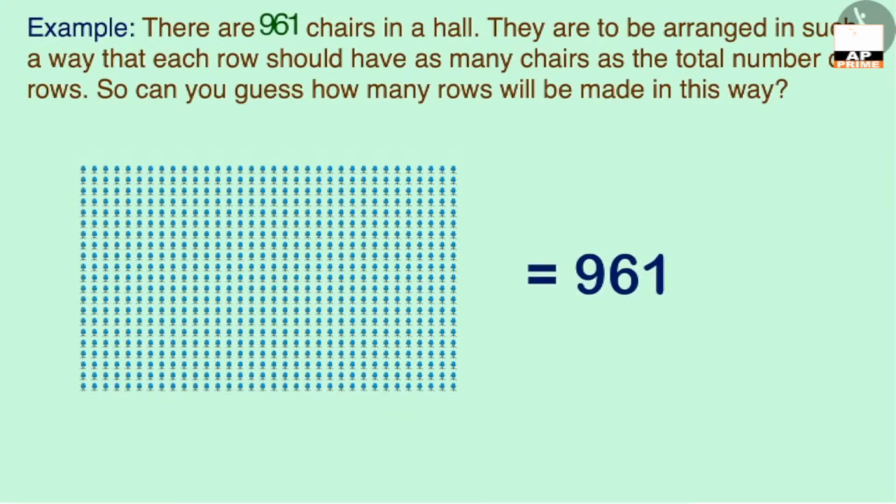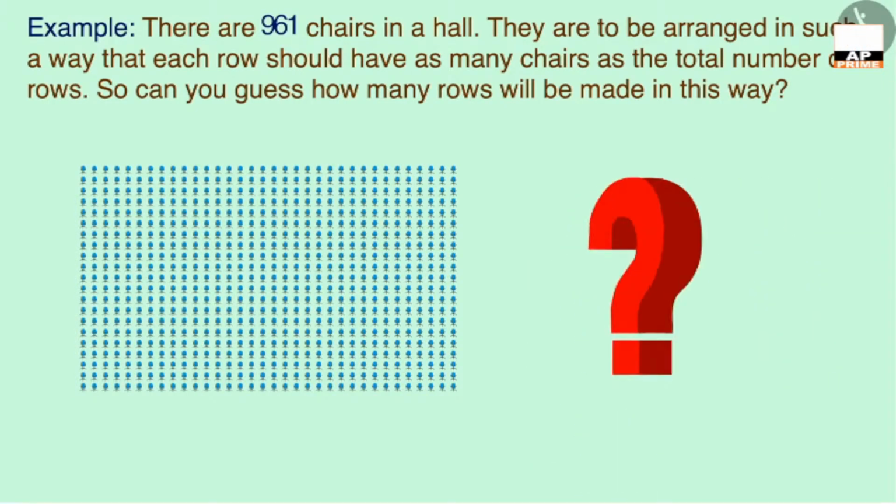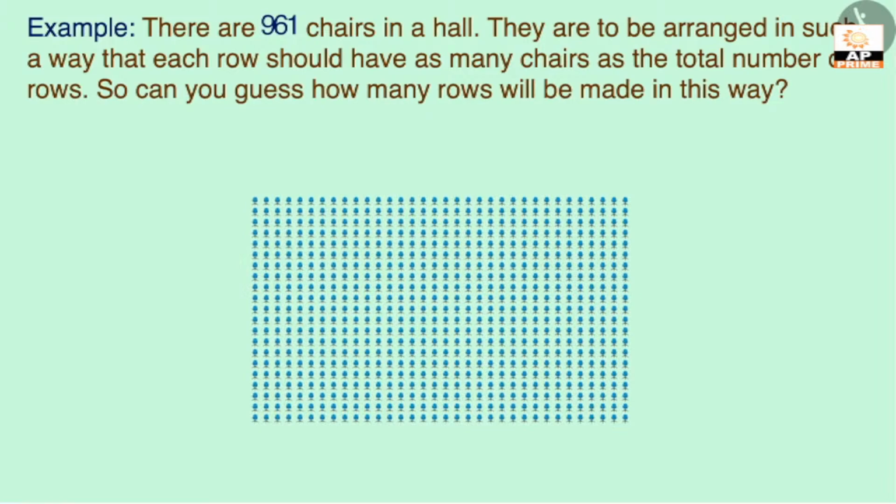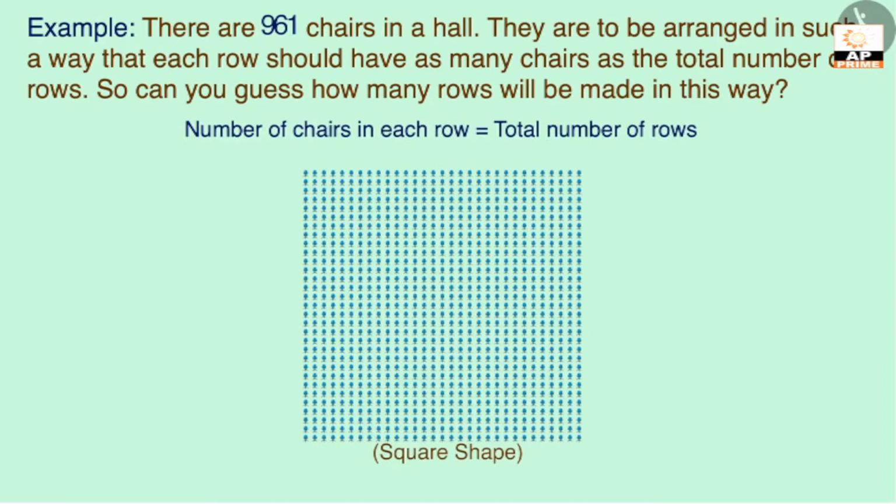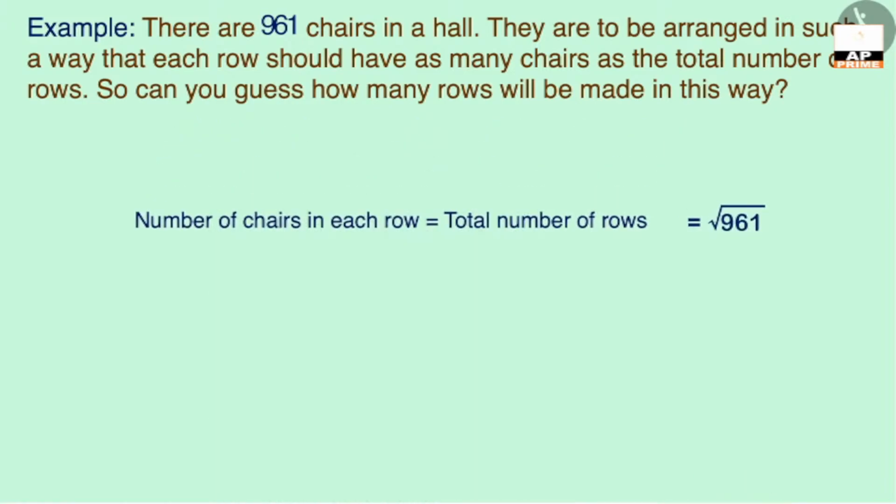There are 961 chairs in the hall. They are to be arranged in such a way that each row should have as many chairs as the total number of rows. So can you guess how many rows will be made in this way? Here, we have to arrange 961 chairs in such a way that each row has as many chairs as the total number of rows. But this would be possible only if the total number of chairs we have been given here is a perfect square number. If it is a perfect square, then its square root gives us rows and chairs in each row.